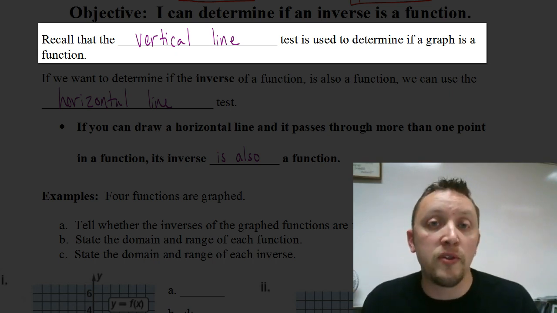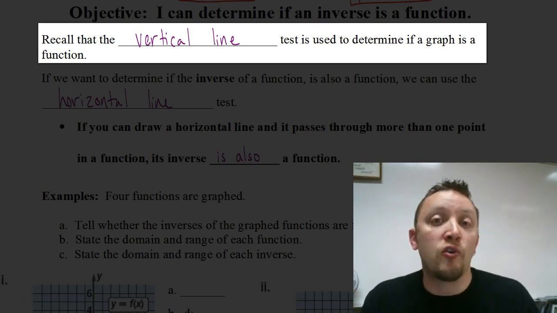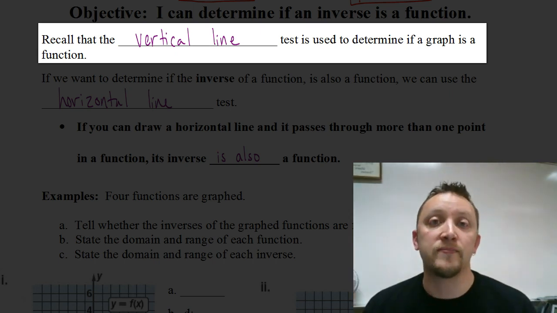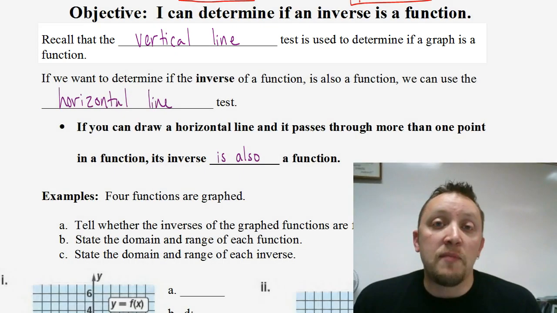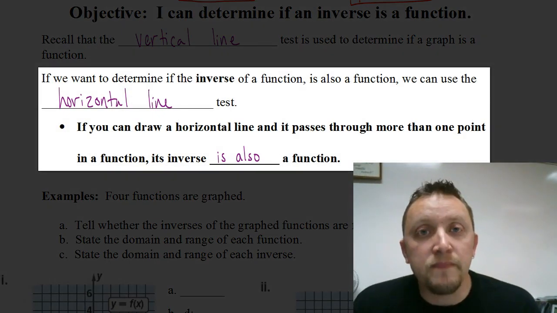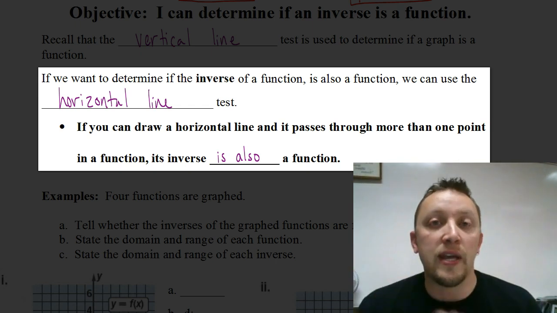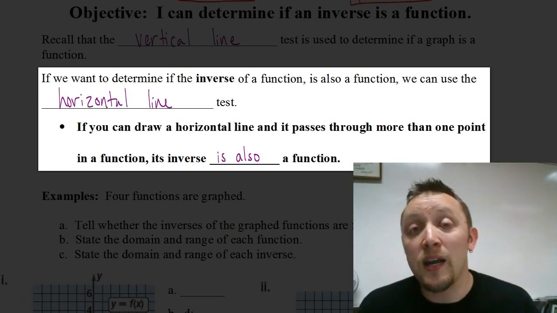So I could take the time to do that, and then looking at that new graph, I could do the vertical line test again. That's a real pain. I don't want to have to do that. So there's got to be a better way. Well, there is. It's called the horizontal line test. What is that all about?